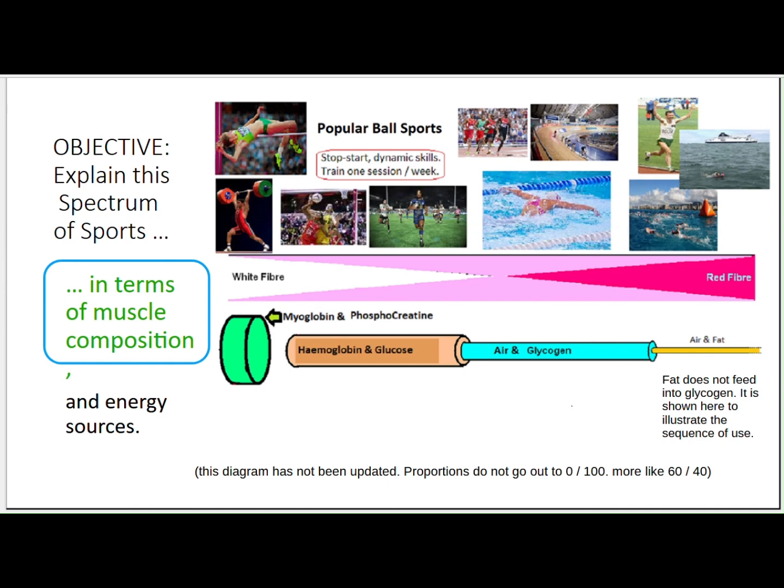So this progresses across here. I should point out before I go any further, this diagram has not been updated. The proportions do not go from 0 to 100. They likely go from 60 to 40. So I ran those right out to 0, and I shouldn't have. There should still be about 40% of red fibre in those, and there should still be about 40% of white fibre in those. I've done that somewhere else, but not here.